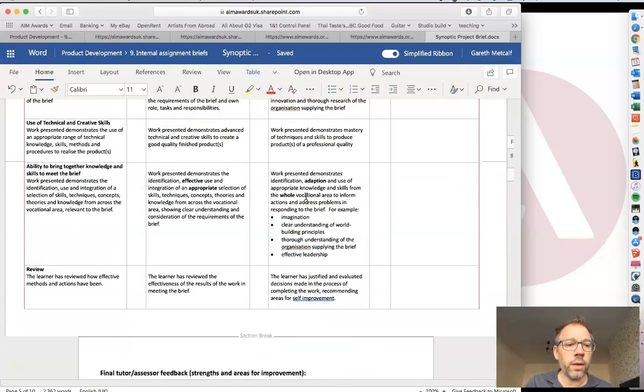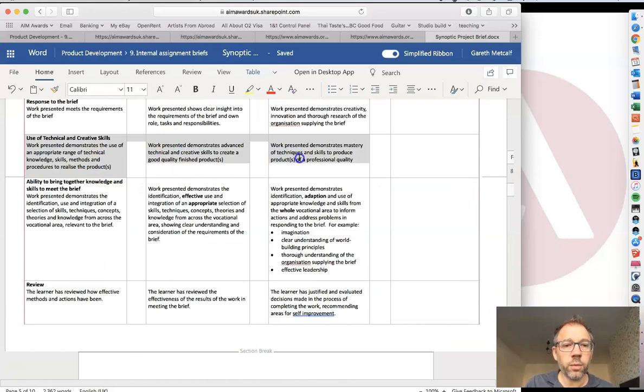But really, again, what we're saying here is one of the things we're marking them against is their use of technical and creative skills. And it's in here, as I said before, those technical and creative skills are probably the things that they will have ticked above in that record of achievement, because they're the things they will have learned earlier in the qualification that will have enabled them to respond to this brief.